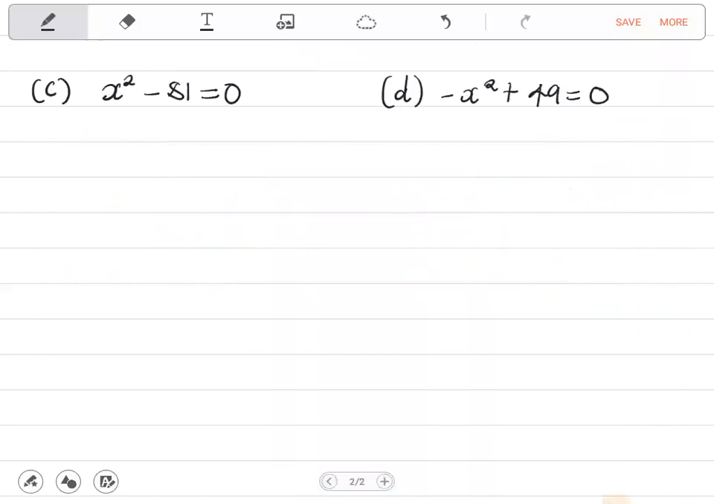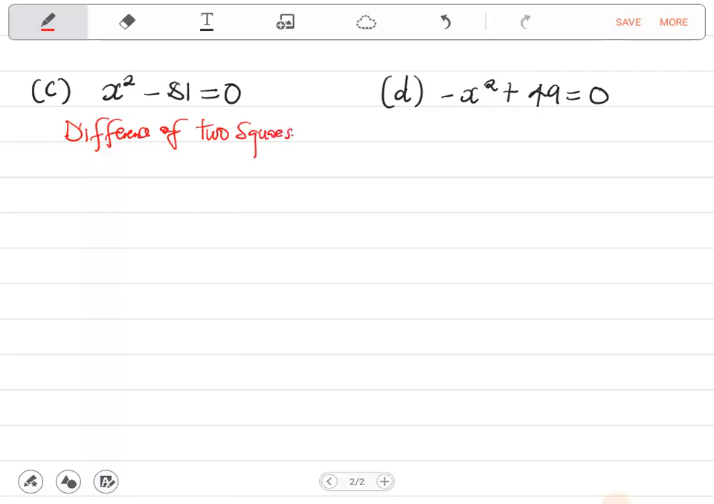Oh, I see here, sorry. x squared minus 81 is equal to 0. So we are going to use the difference of two squares. Because this is a square and 81 is a square, we are going to use the difference of two squares to factorize this and then solve it.